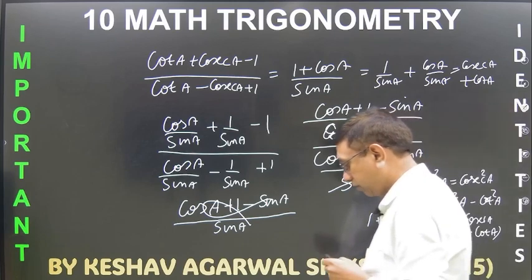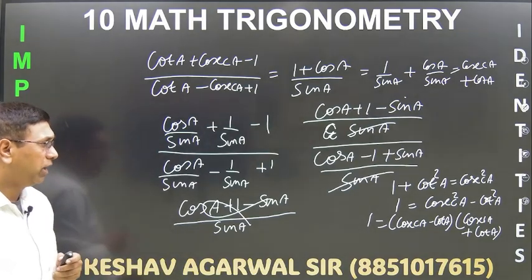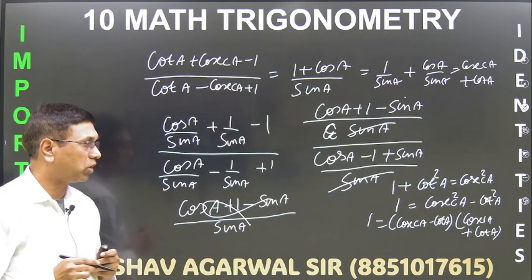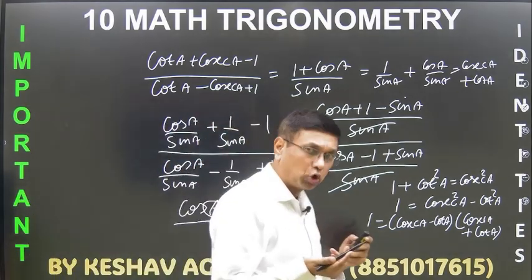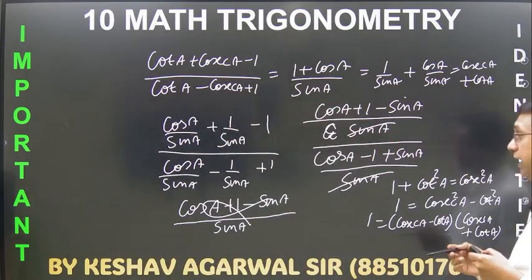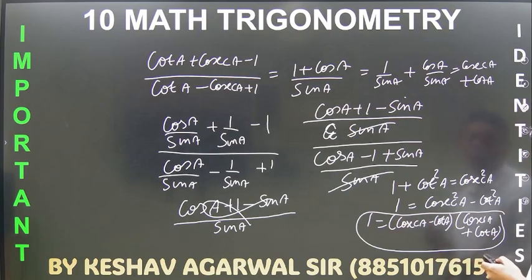This is what we are going to get. Are you getting it? 1 is equal to (cosec a minus cot a) into (cosec a plus cot a). This working you will show there, इसको आपको दिखाना है, and then you have to use this value of 1. ठीक है, ये वैल्यू आप यूज करेंगे.